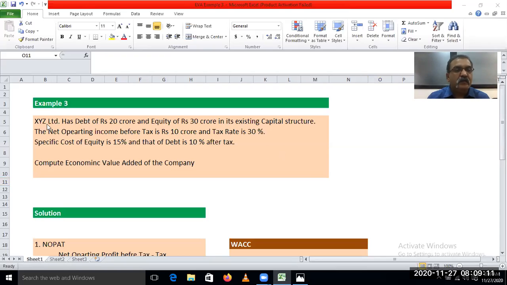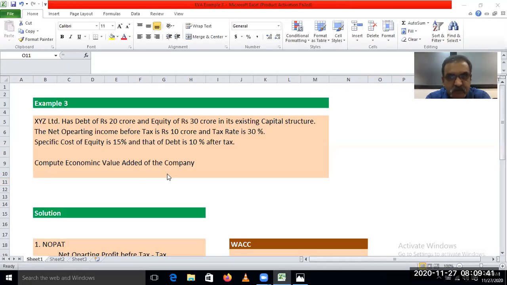Just read out. XYZ Limited has debt of rupees 20 crore and equity of rupees 30 crore in its existing capital structure. The net operating income before tax is rupees 10 crore and the tax rate is 30%. Specific cost of equity is 15% and that of debt is 10% after tax. Compute economic value added of the company.